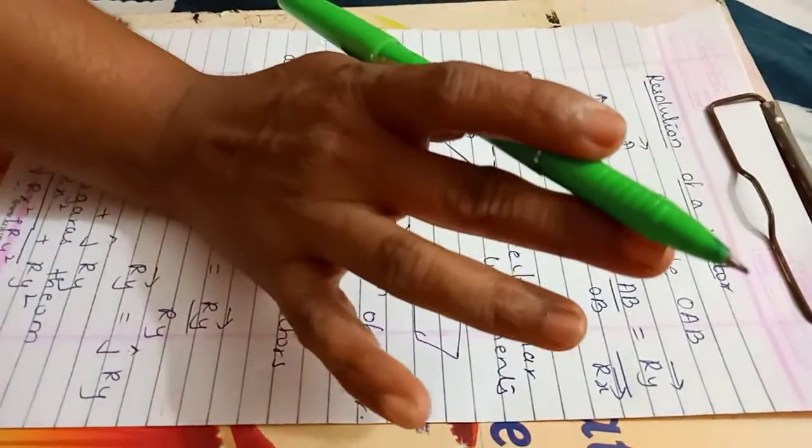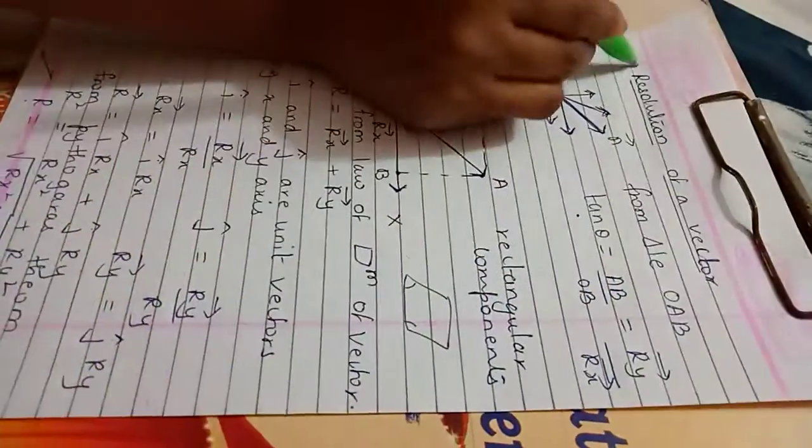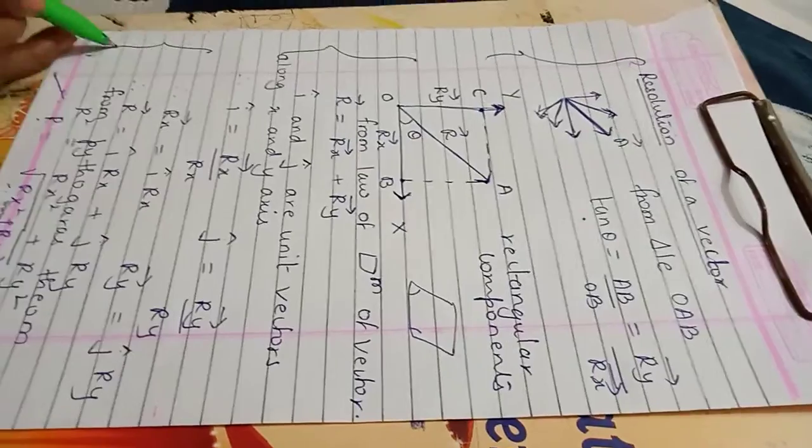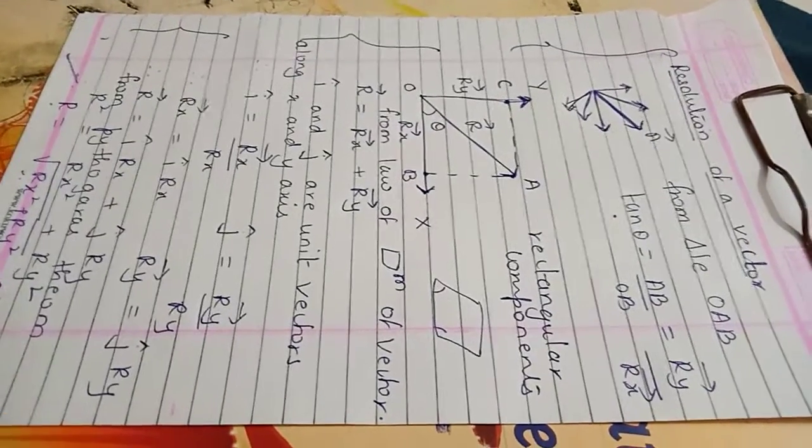Ends the story. Very important part, resolution of the given vector. Very important part. Okay, one thing. Now after this, we'll begin with actually the more important part of the topic, and that is scalar product of two vectors. I'll show you what it is.